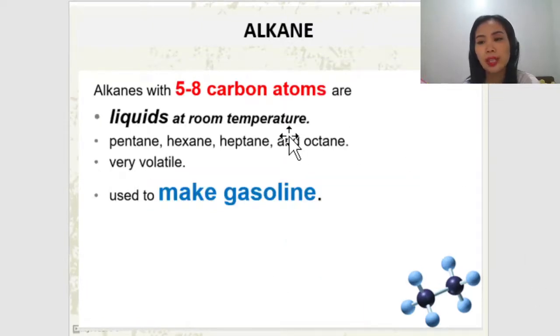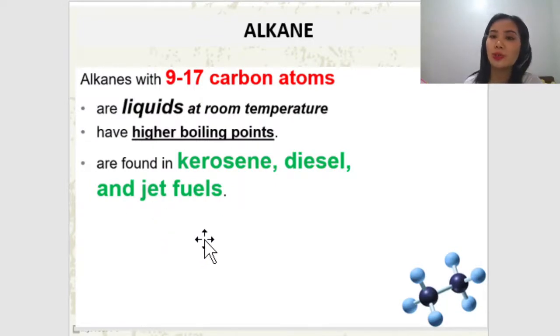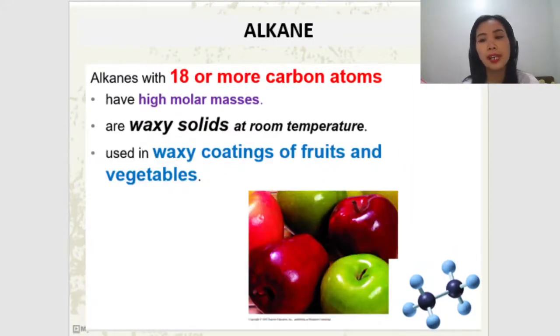Then the 5 to 8 carbon atoms are now liquid. Most of them are used as gasoline. While the 9 to 17 carbon atoms are still liquids but with higher boiling points. They are no longer ordinary gasoline, they are kerosene, diesel, and jet fuels. For 18 or more carbon atoms, the molar masses are high, so they are not liquid and certainly not gas. They are waxy solids, used in waxy coatings for fruits and vegetables.